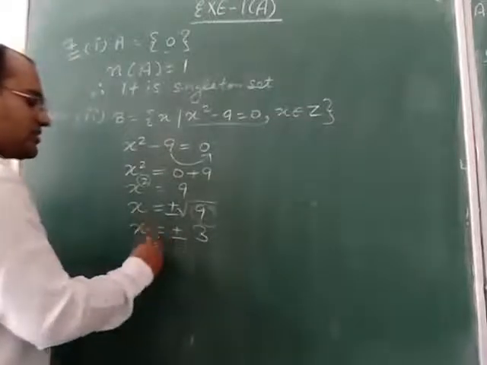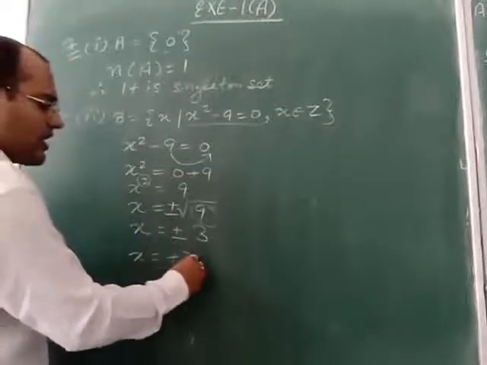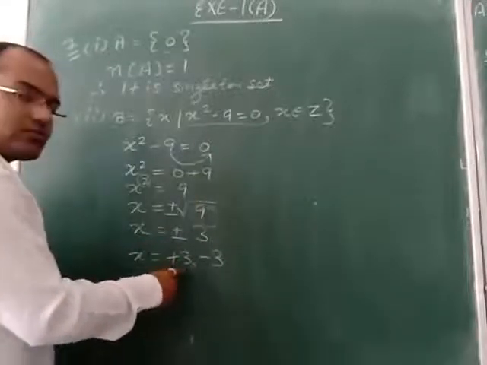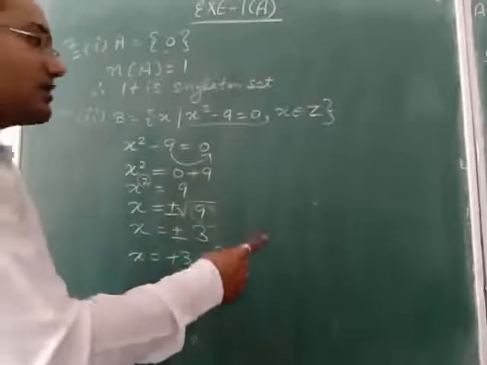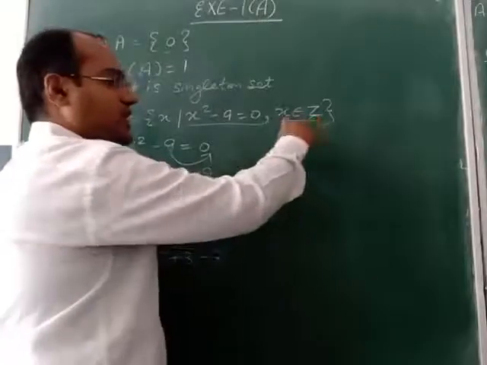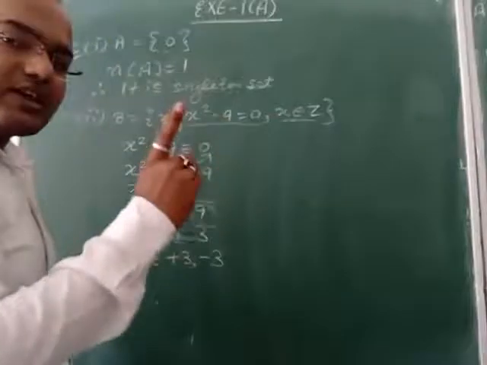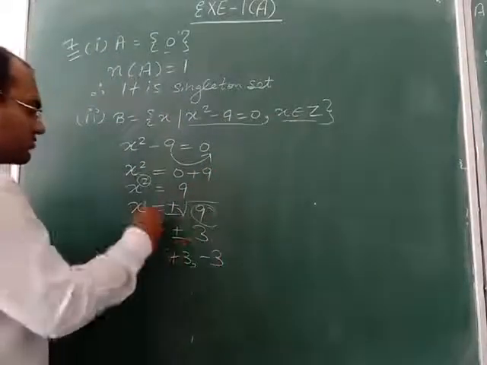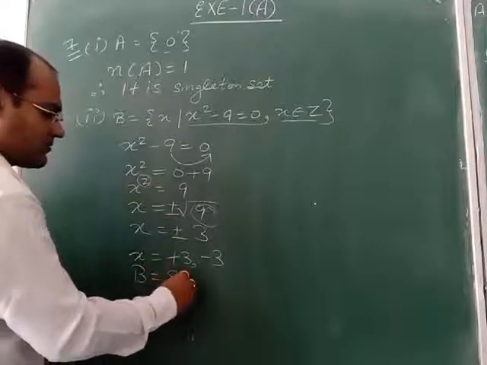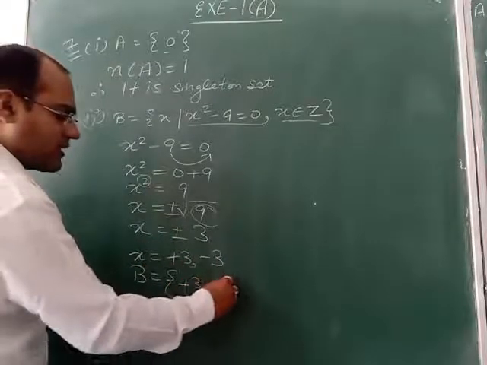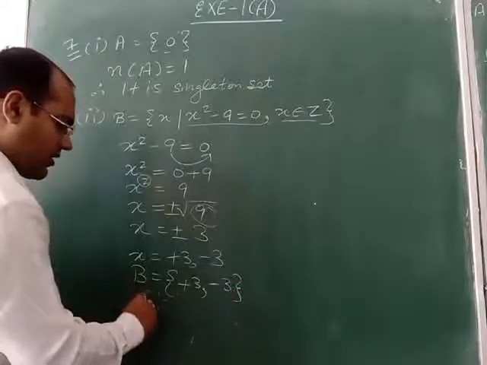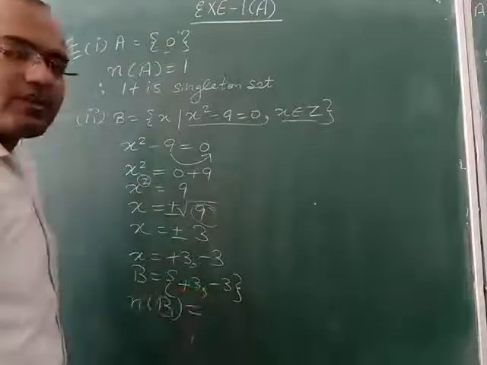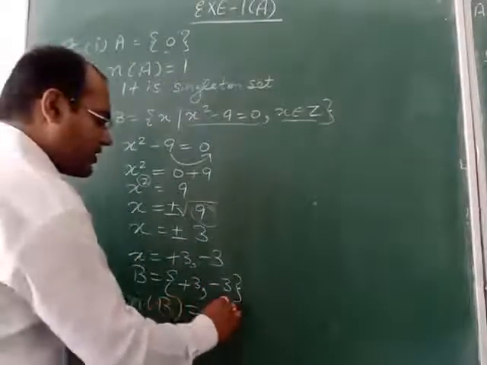So the answer for x is plus 3 and minus 3. Two answers we are having, plus minus. That means plus 3 will also be an answer and minus 3 will also be an answer, because here it is written x belongs to Z, and Z means integers. So the set B is plus 3 as well as minus 3. Now we will write the cardinal number of B. How many things are written in the set B? 2 things. So the cardinal number of B is 2.